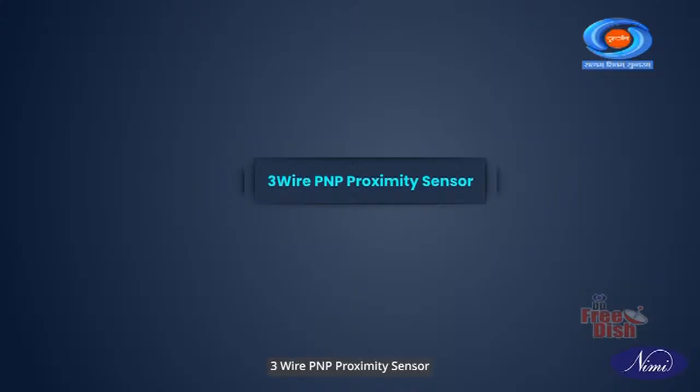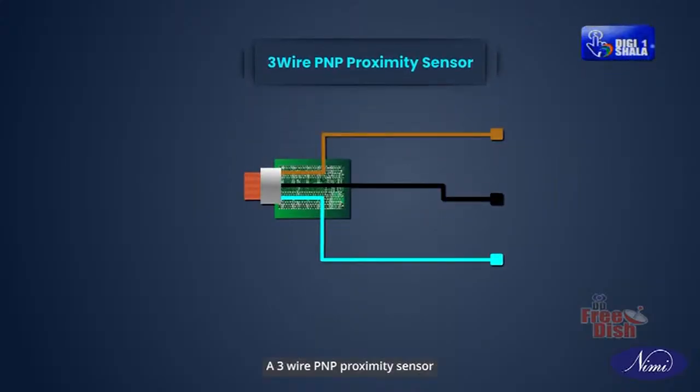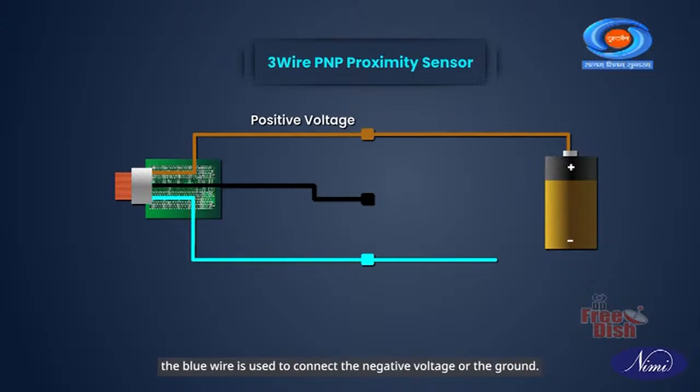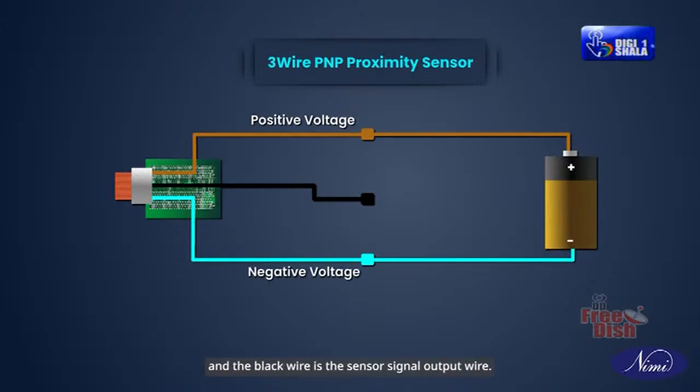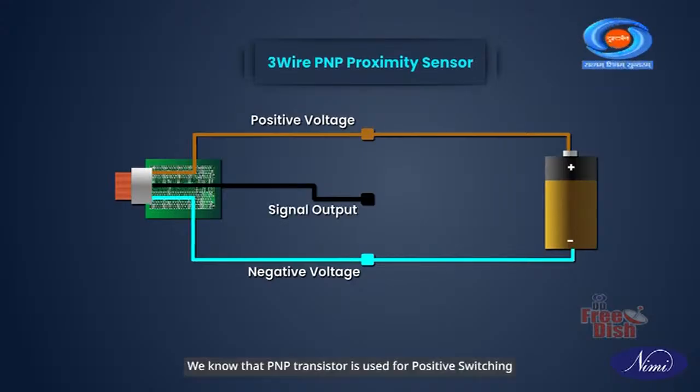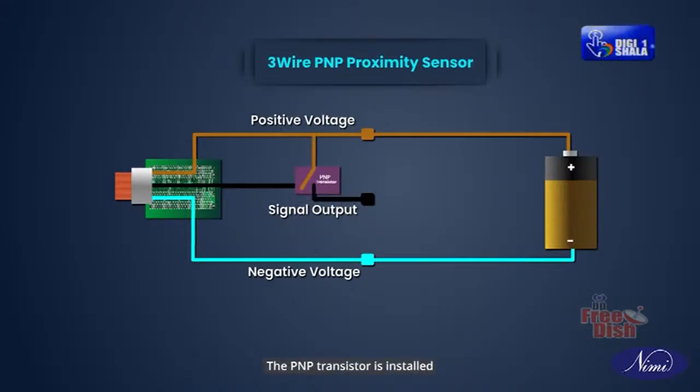3-wire PNP proximity sensor. A 3-wire PNP proximity sensor consists of 3 wires in which the brown wire is used to connect the positive voltage, the blue wire is used to connect the negative voltage or the ground, and the black wire is the sensor signal output wire. We know that PNP transistor is used for positive switching.